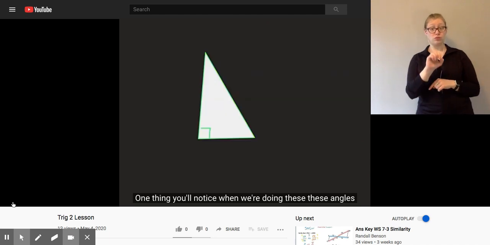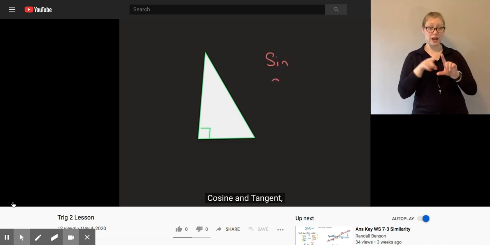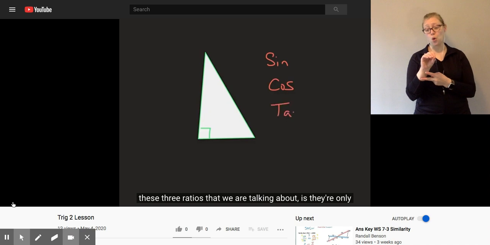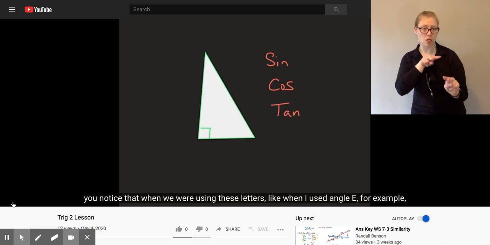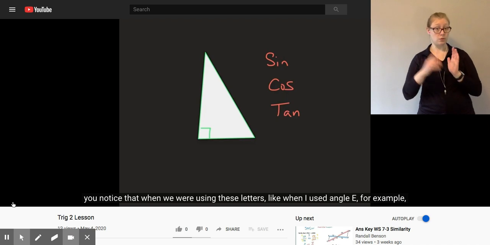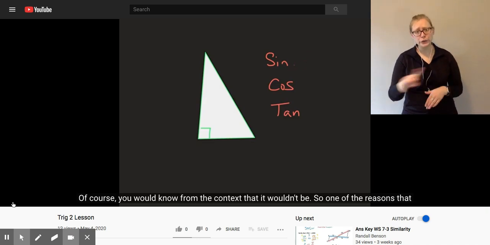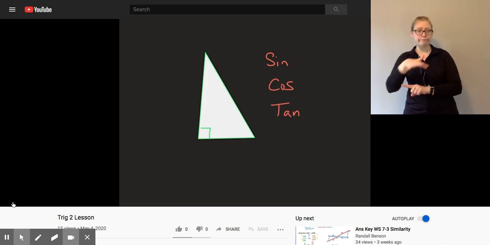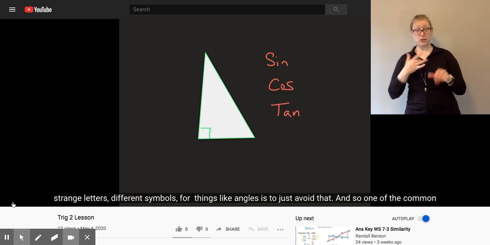One thing you'll notice when we're doing these angle measurements, like sine and cosine and tangent, these three ratios that we were talking about, is they're only relative to the angles you're looking at. And you notice that when I used angle E, for example, it looked like it was part of the word sine, which is not so good, right? Of course, you would know from the context that it wouldn't be. So I'm assuming one of the reasons that mathematicians and scientists use strange letters, different symbols for things like angles, is to just avoid that.